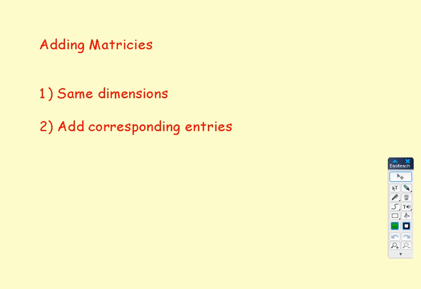When you're adding matrices, the most important thing is that they have to have the same dimensions. So we talked about a 3 by 2 matrix. You could only add a 3 by 2 matrix with another 3 by 2 matrix. And then when you're adding, you just add the corresponding entries. Corresponding meaning the same position in the matrix.